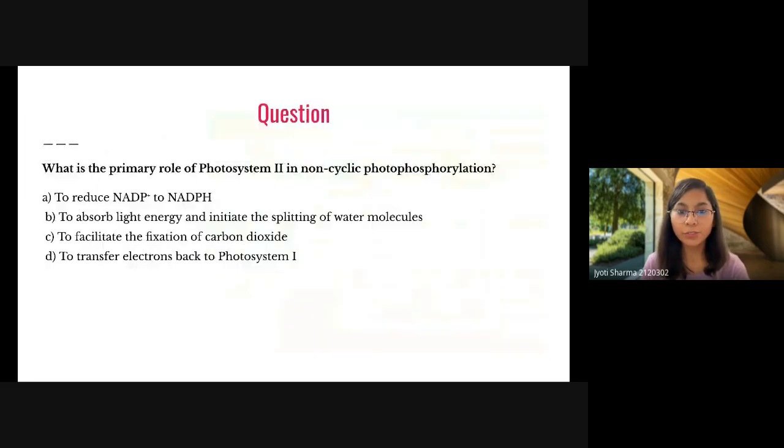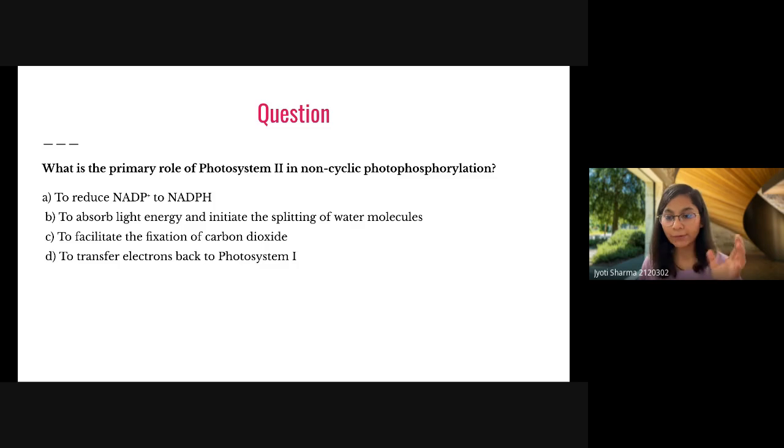Okay, so coming to the next question: what is the primary role of photosystem 2 in non-cyclic photophosphorylation? We have four options. A, to reduce NADP to NADPH. The second option is to absorb light energy and initiate the splitting of the water molecule. C is to facilitate the fixing of CO2. D is to transfer electrons back to photosystem 1.